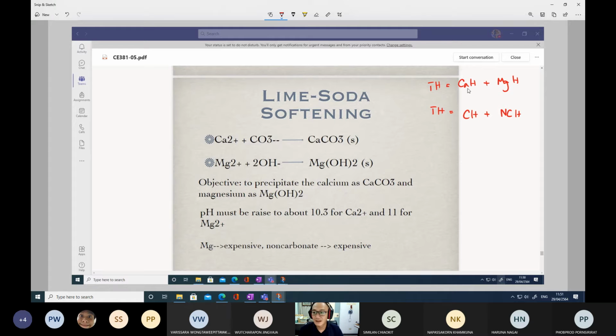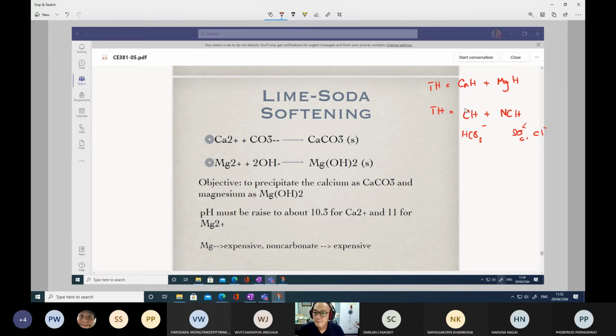Okay, so we have several types of hardness. In terms of the positive charge, we classify into two types, calcium hardness and magnesium hardness. In terms of the negative charge, carbonate species and non-carbonate species, like this.